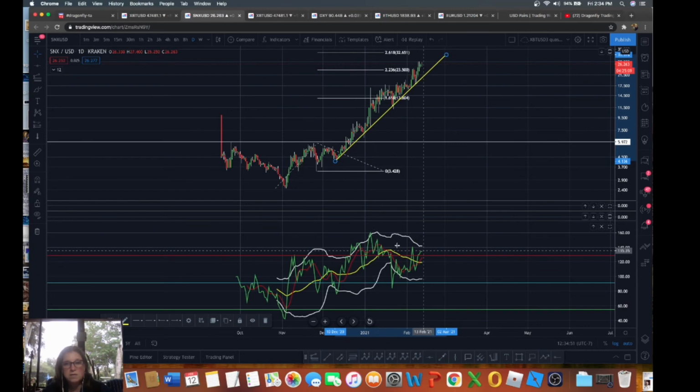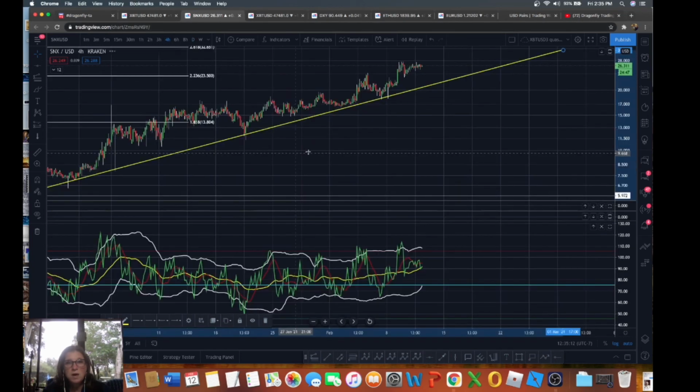On the daily, the same divergence as we have in Bitcoin and ETH. And this is going to follow them. Bitcoin pumps, the alts pump. Bitcoin goes sideways, the alts have a chance to pump. But Bitcoin dumps, the alts dump.